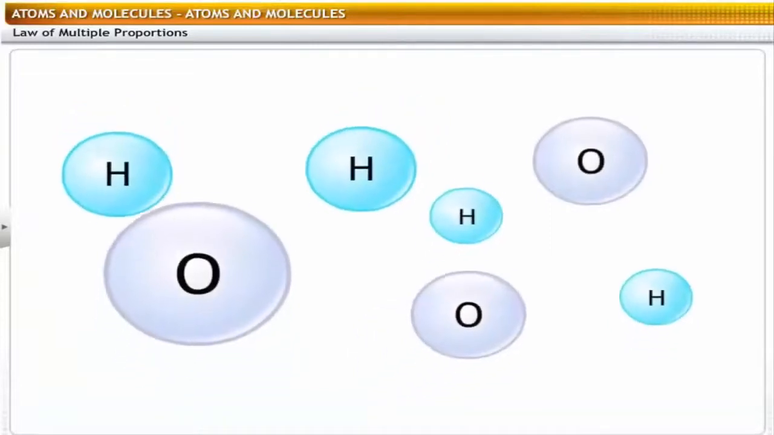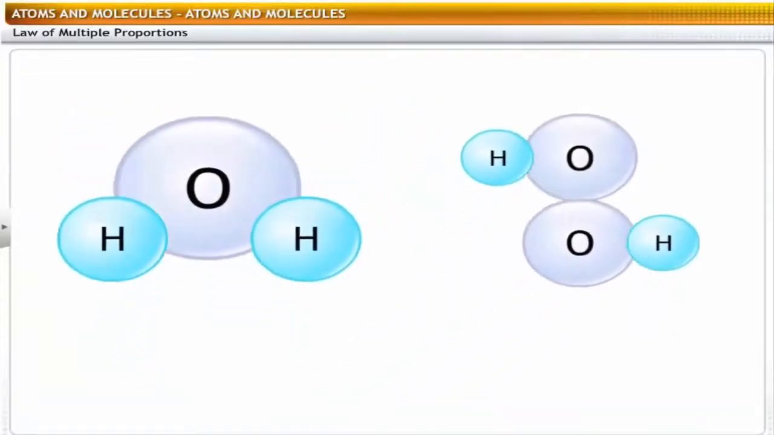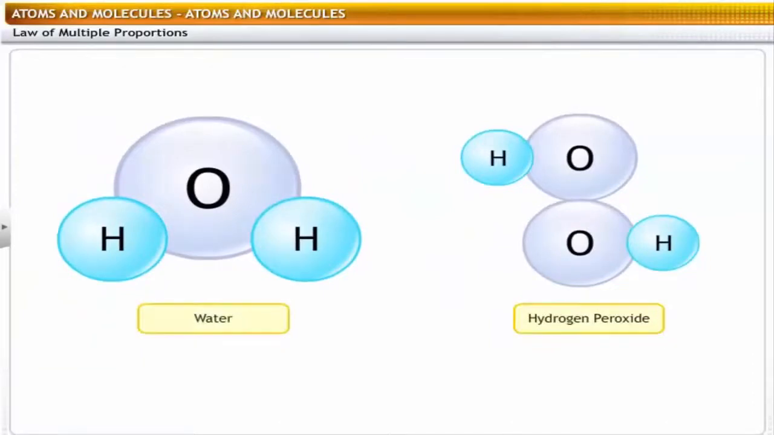Hydrogen and oxygen can combine in different proportions to form different compounds like water and hydrogen peroxide. 2 parts of hydrogen combine with 1 part of oxygen to form water, and 2 parts of hydrogen combine with 2 parts of oxygen to form hydrogen peroxide. This follows the law of multiple proportions.